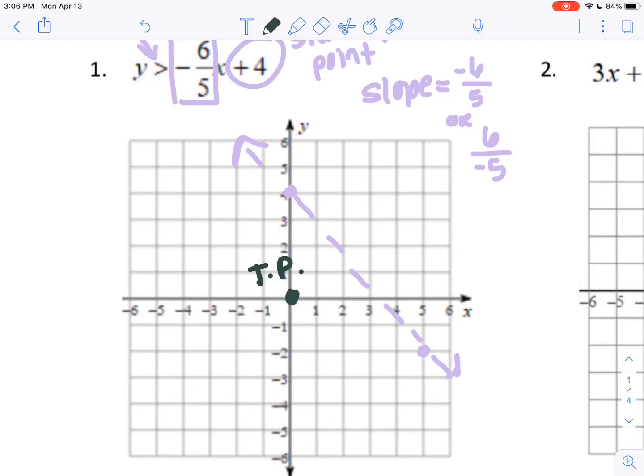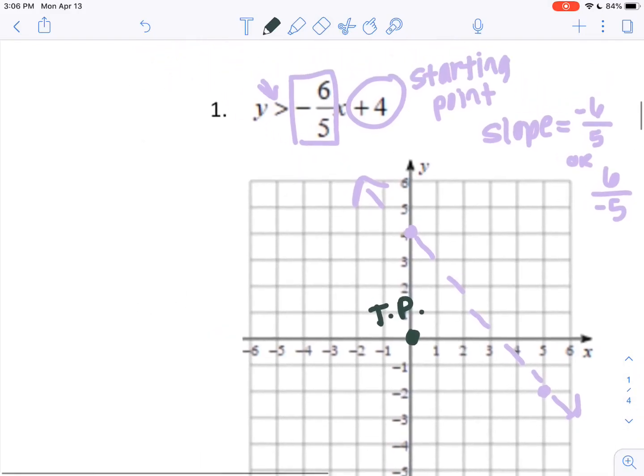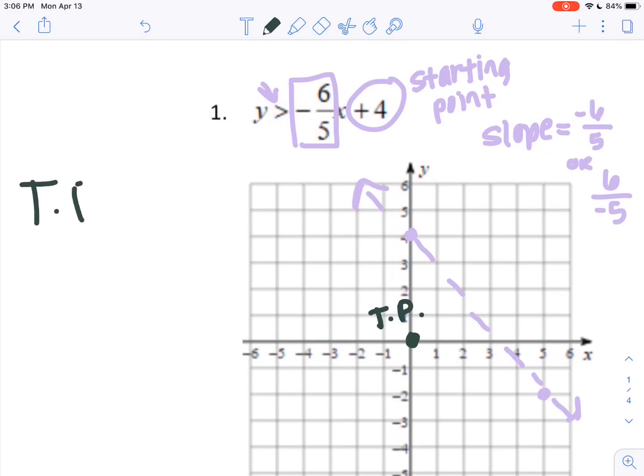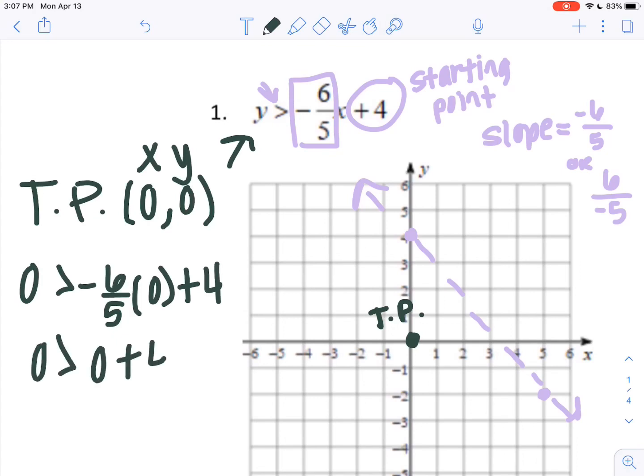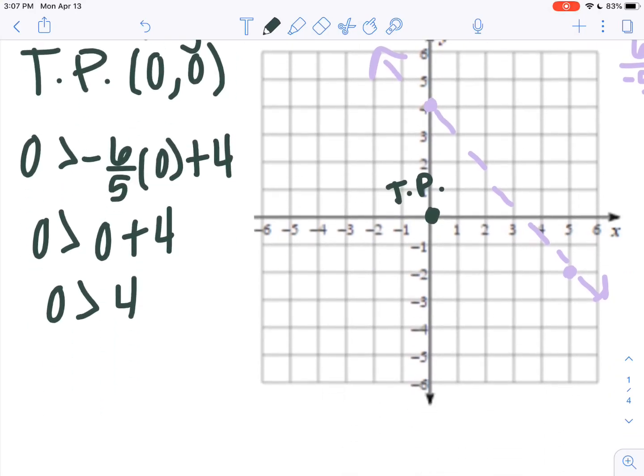Okay, if it doesn't make it true, that means that the test point is not in the solution area. So I'm going to plug in that test point 0, 0 into this inequality. Remember, that's an x and a y. So I'm going to plug in that x and y and see, does it make this true? So 0 greater than negative 6/5 times 0 plus 4. So I'm going to calculate this out. So 0 plus 4, 0 is greater than 4. That is not true.